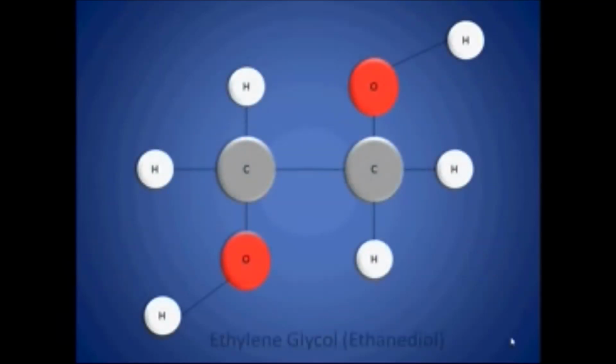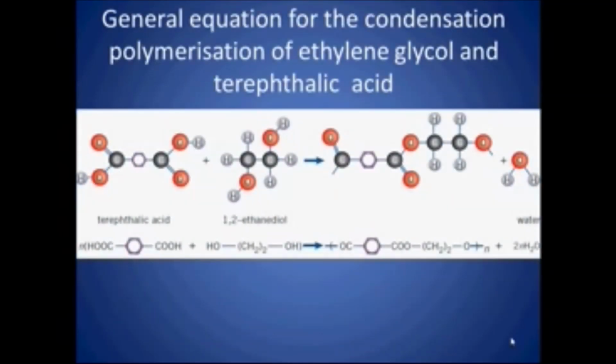Now we see another monomer, ethylene glycol. This consists of 2 carbon atoms, 2 oxygen atoms, and 6 hydrogen atoms. The general equation for condensation polymerization of ethylene glycol and terephthalic acid: first off we have terephthalic acid joining with ethanediol. Now we get a single monomer of polyethylene terephthalate with water at the end, and this will be further explained in the next slides.